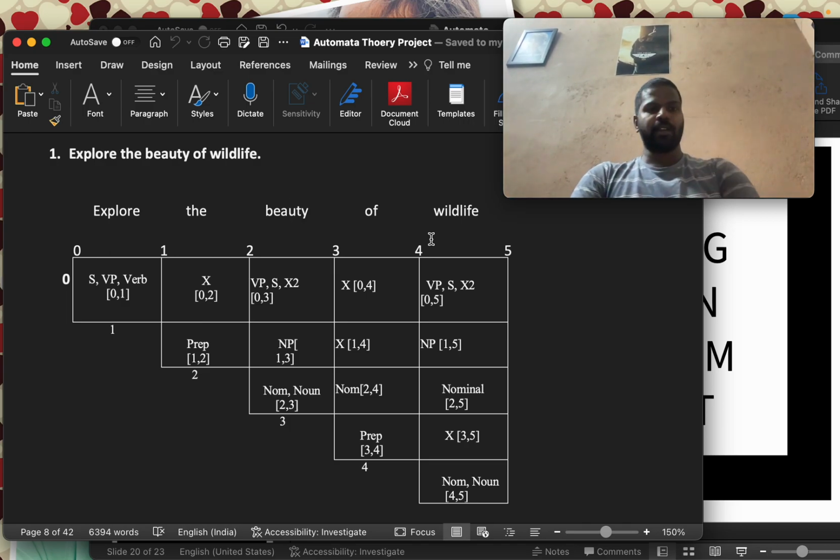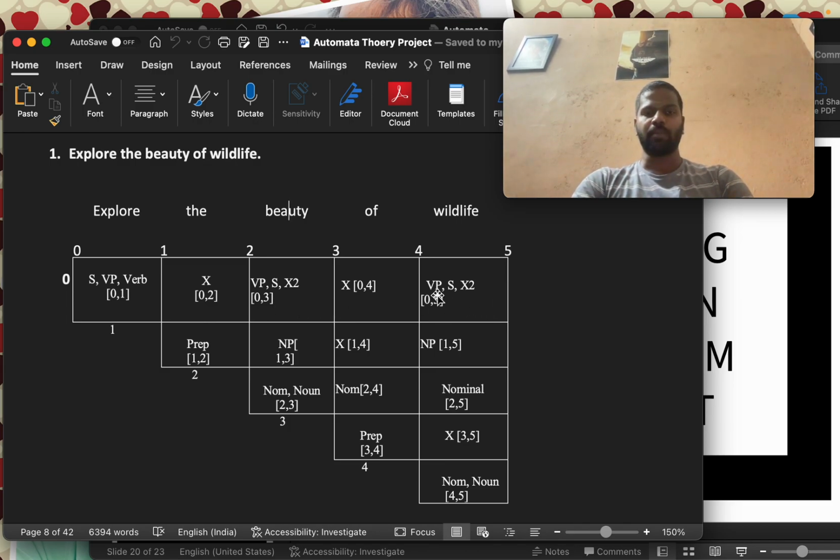Let's get into a detailed explanation of how I derived this table. The first word, explore, is a verb. So this is the table: 0,1; 0,2; 0,3, and I have given names for each box in the derivation table. SVP verb. This step indicates that the word at position 0 to 1 in the input sentence can be derived as the non-terminal symbols S, VP, verb, and 1 to.